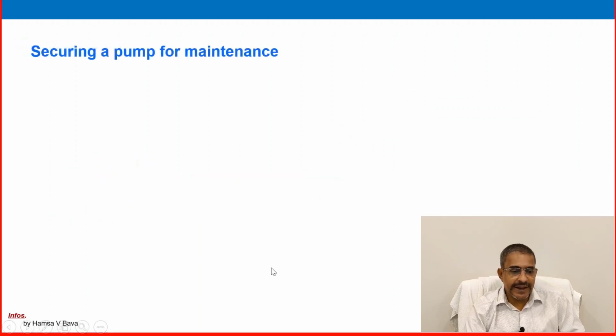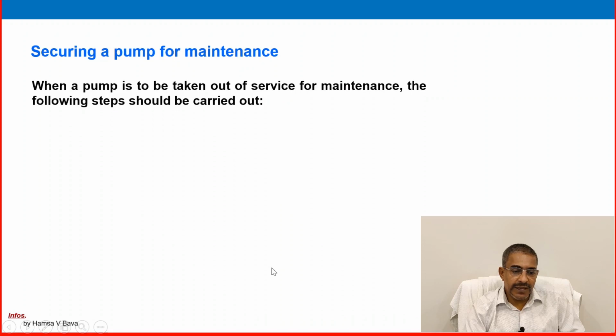Securing a pump for maintenance. When a pump is to be taken out of service for maintenance, the following steps should be carried out. The running pump, now we are going to take into maintenance. Later, the pump is taken back into service after maintenance. So now the pump is running before going to maintenance. What are the important steps we have to carry out?